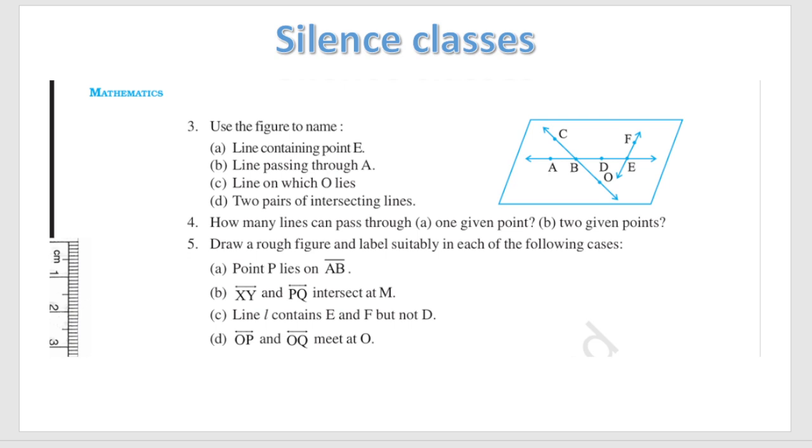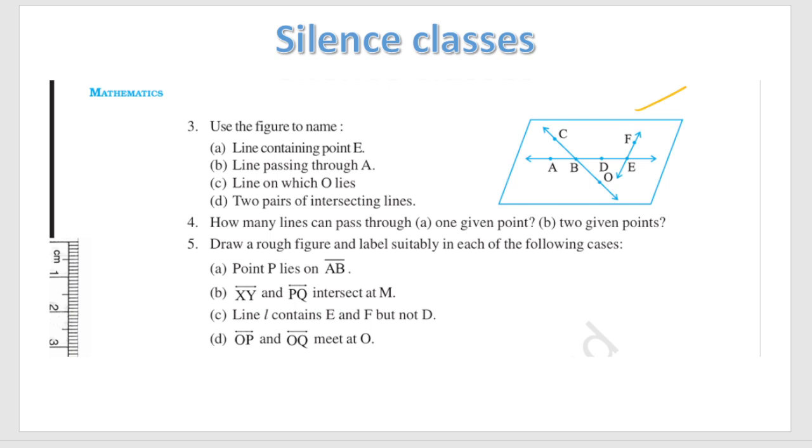Using the figure to name means we have to use this figure. This figure is given to you in your book, you can read it out, and you have to answer the questions given over here.